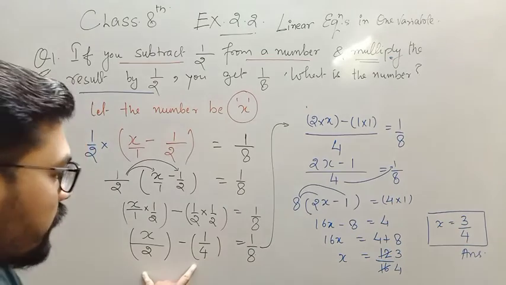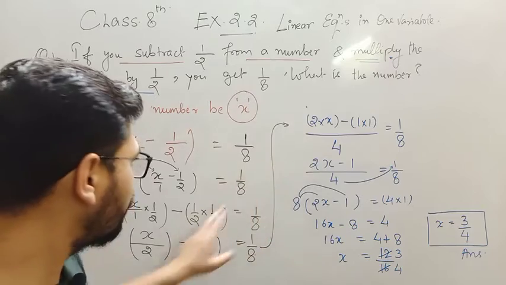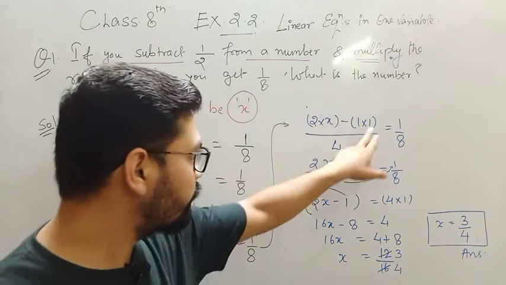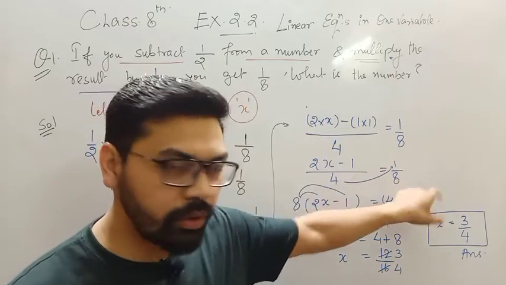Then you take the LCM of 2 and 4 here. So the LCM is 4. 2 2s are 4 into x, so 2x. 4 1s are 4 and 1. So 2x minus 1 upon 4 is equal to 1 upon 8.